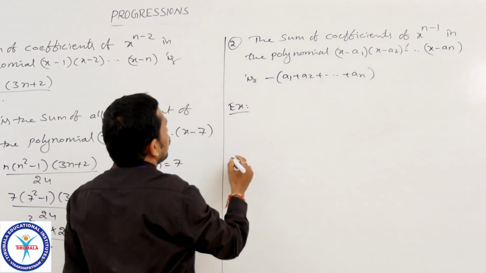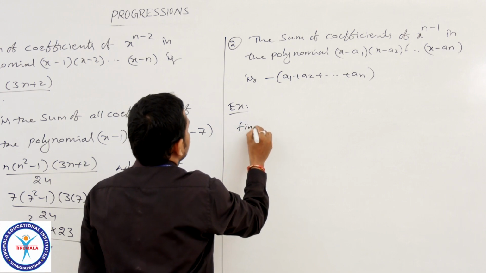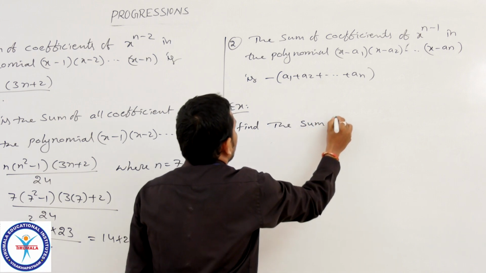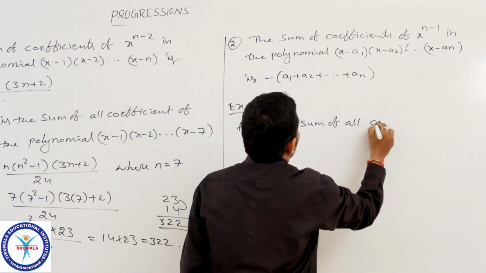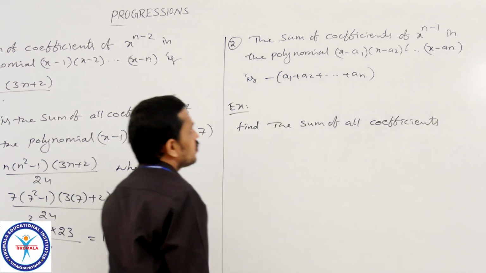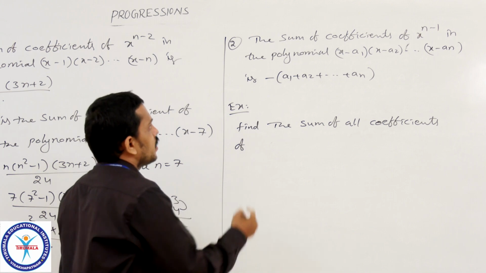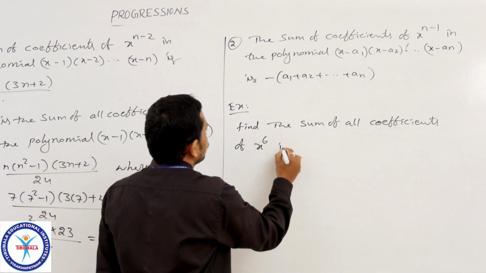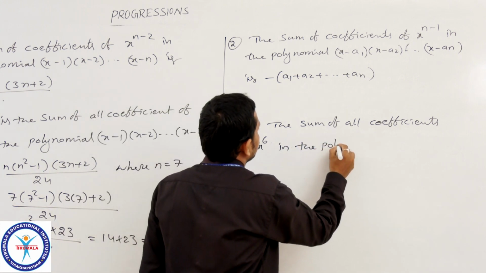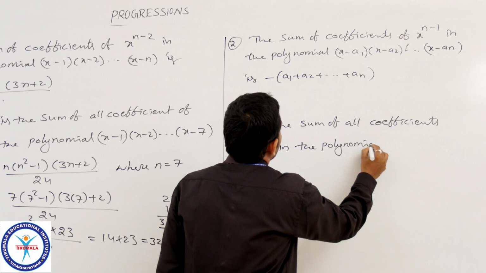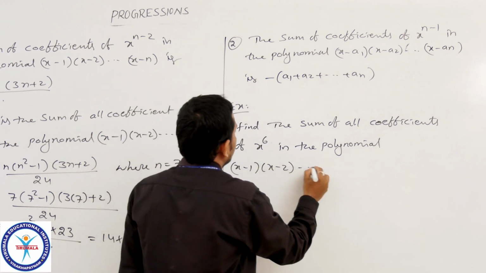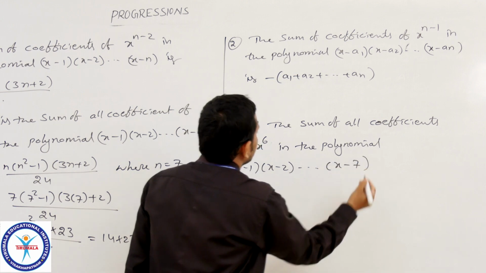We will see one example. Find the sum of all coefficients of x power 6 in the polynomial (x minus 1)(x minus 2) and so on (x minus 7).